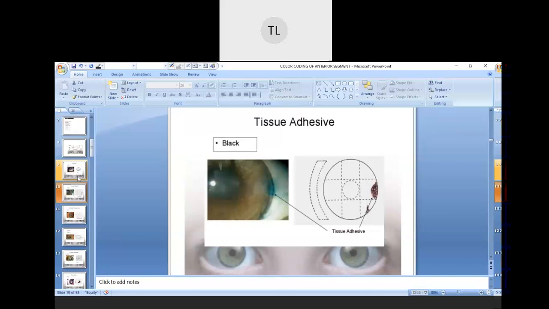Ma'am, Vogt's striae is a vertical white line, ma'am, which is found in the Descemet membrane. Okay, very good. Yes, it's correct. So basically, Vogt's striae is a vertically oriented line. This is actually seen in the posterior stroma, that means the anterior part of your Descemet membrane.